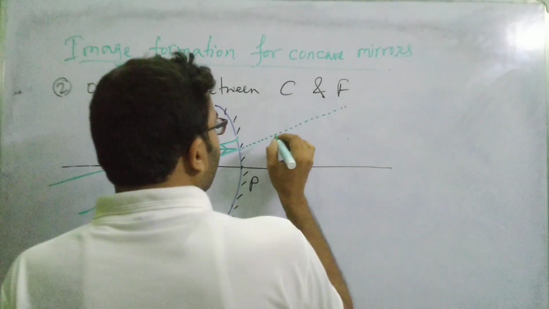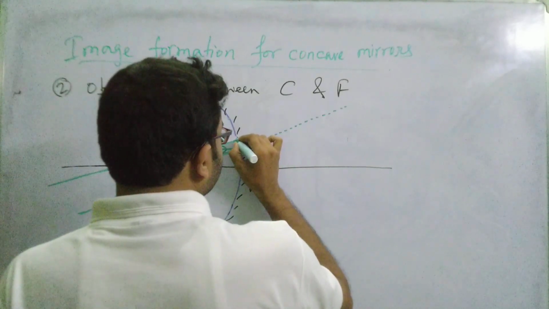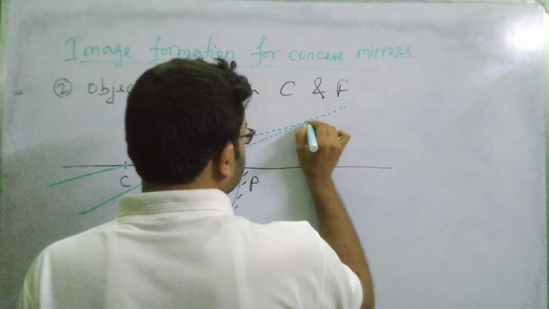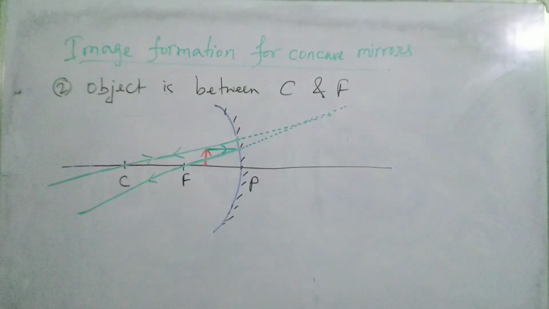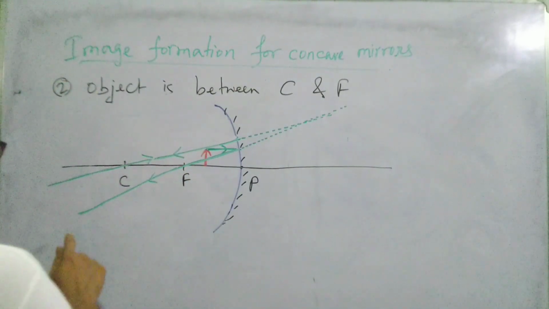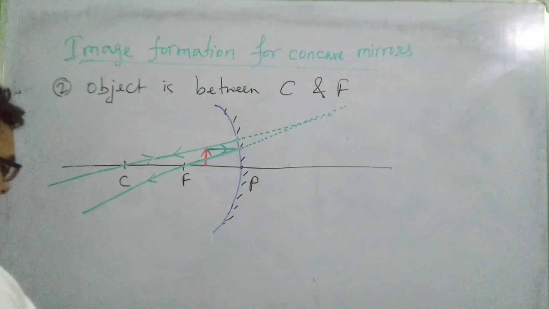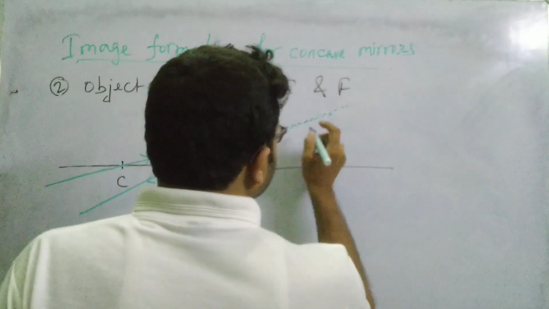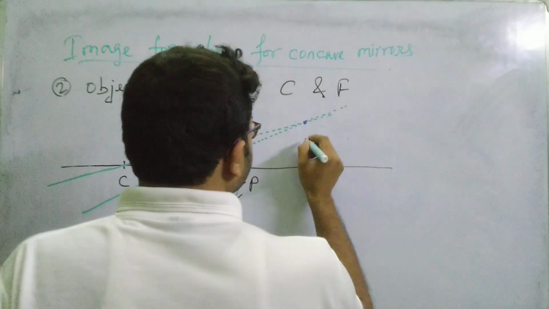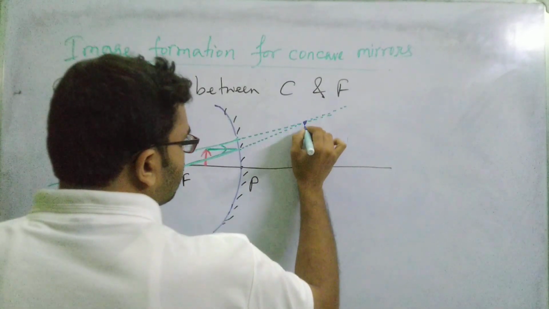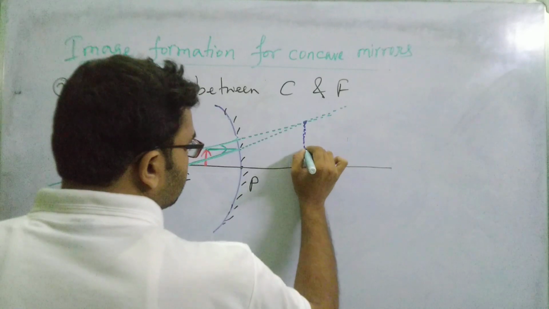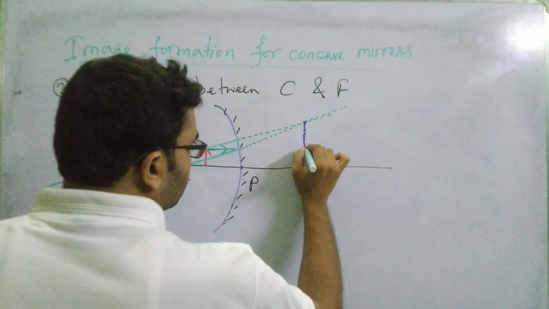Now in this case, the reflected rays are not actually meeting, but if we trace back these two reflected rays, they intersect on the back side of the mirror. They appear as if they are diverging from that particular point. So the image is being formed at this point, and this image is actually a virtual image. It is not actually formed.